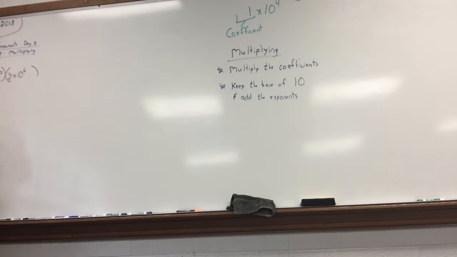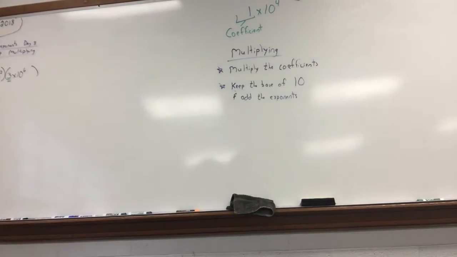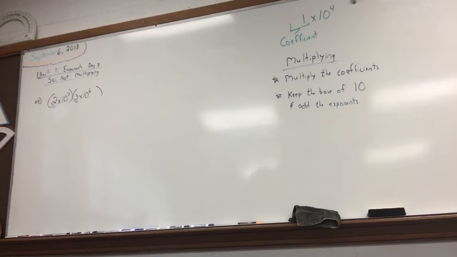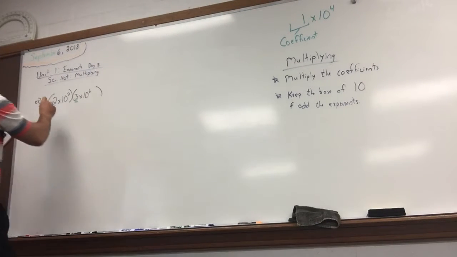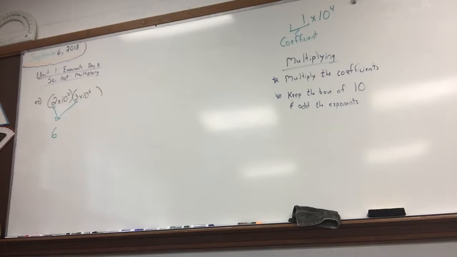So we're going to come back over here. Multiply the coefficients. Can we see this over here? No. There we go. Multiply the coefficients. So I'm taking 2 times 3. We can do that. Yes? Grego, what's 2 times 3? 4. No. 6. That's the next number. Yes, 6. So my coefficient is 6.